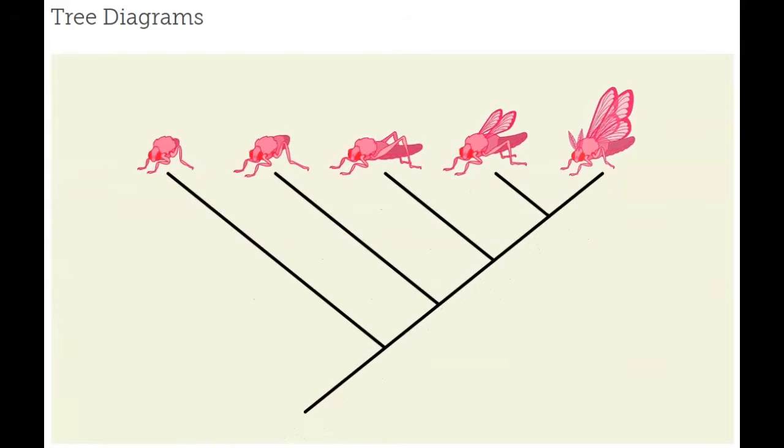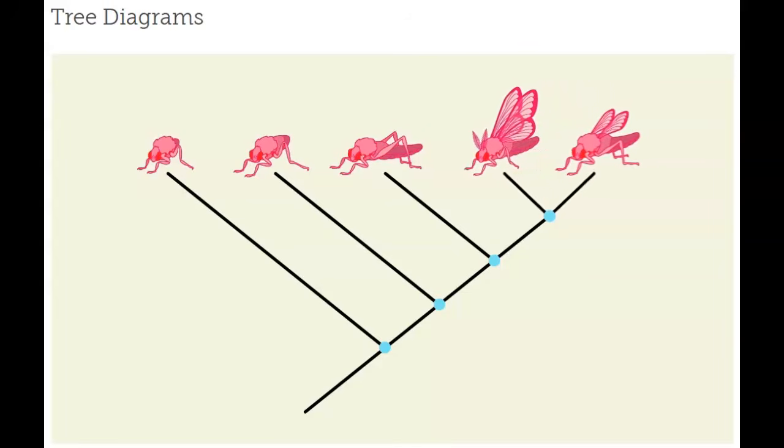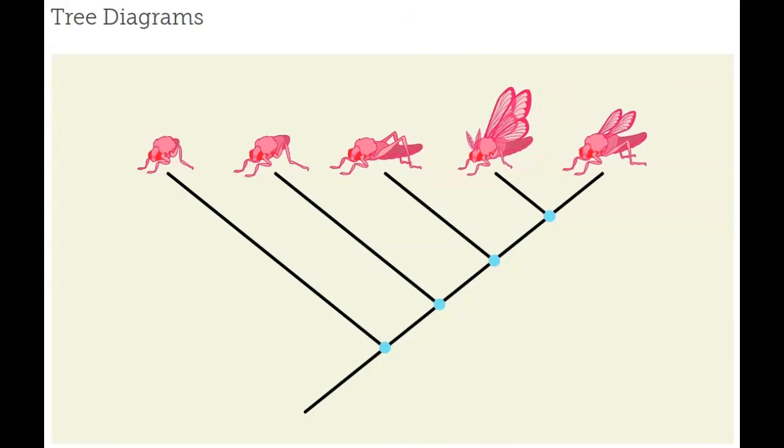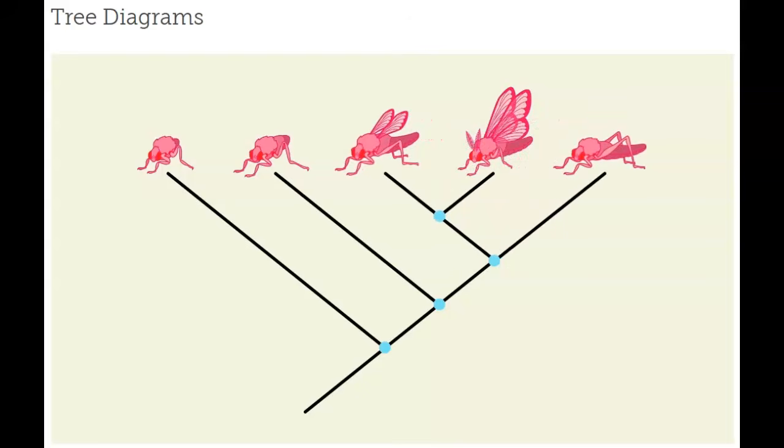One thing that's really important to know about trees is that the order of organisms across the top doesn't tell you anything. The key information is in the branch points. If we rotate the branches around a node, the tree still shows the same relationships. All of these trees, because the nodes are in the same relative order, are equivalent.